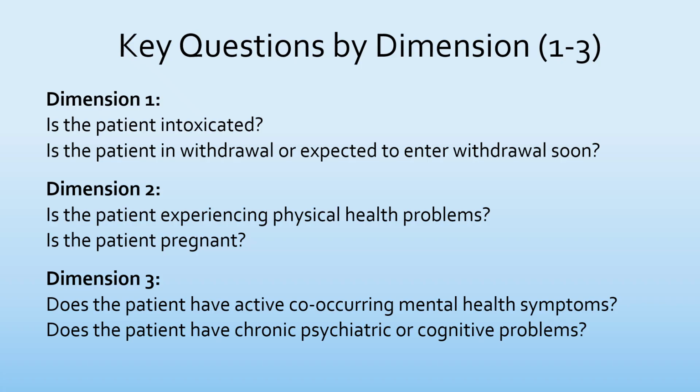In dimension 2, is the client experiencing physical health problems? Is the client pregnant or likely to become pregnant? Those are some of the key things we're looking at. Medications can also get addressed there. Dimension 3, does the client have active co-occurring mental health symptoms? And does the client have any psychiatric or cognitive problems that we're aware of?